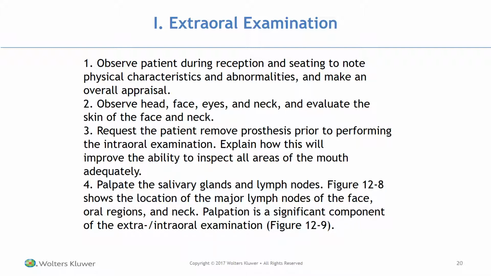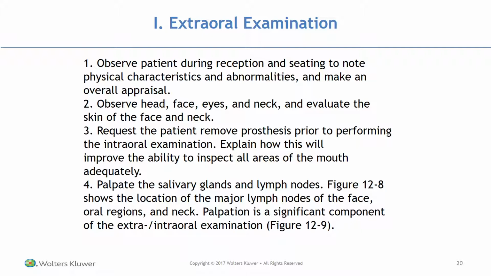Okay? So you want to observe their head, their face, their eyes, their neck, and evaluate the skin of the face and the neck. Request the patient to remove any prosthetics prior to performing the intraoral exam, so any partials or dentures, anything like that that can be removed. Explain how this will improve the ability to inspect all areas of the mouth adequately. If that partial's in there, it's covering the palate, right? So we don't know if there are any pathologies on the palate.